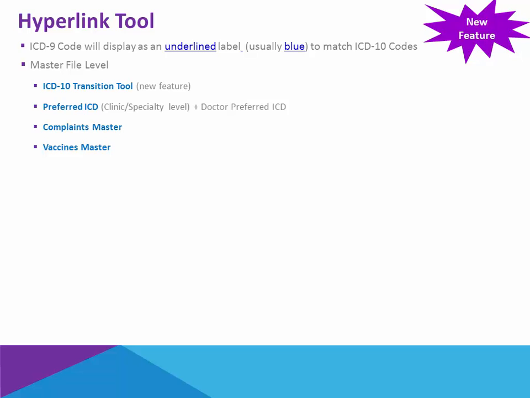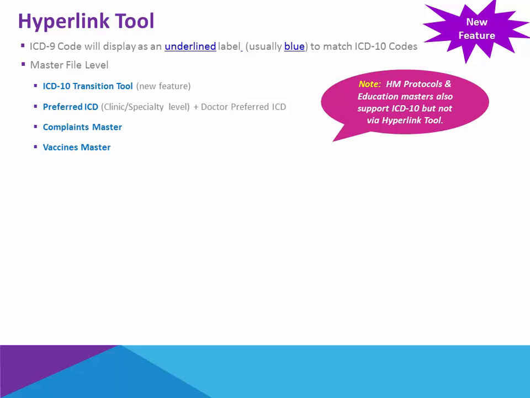Now throughout the system, you're going to see this hyperlink at two levels, the master file or system level, and then also at the encounter or claim level. So it is available on numerous screens. We're going to first of all look at the new ICD-10 transition tool, and then your preferred lists, your complaints master, and your vaccine masters. And those are the three master files that feed your assessment if you use those pre-population functionality.